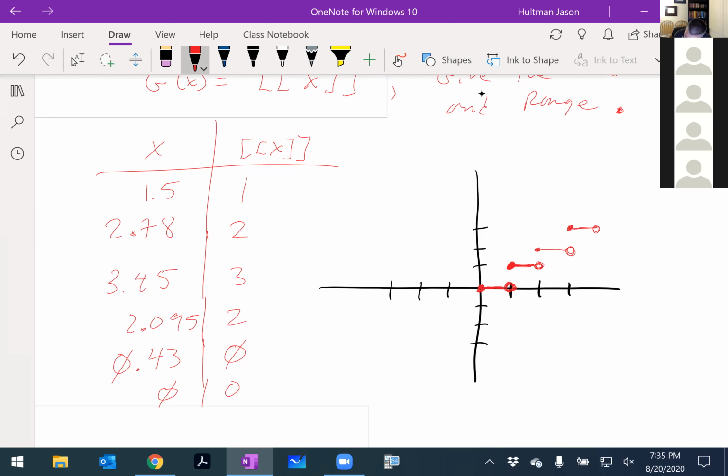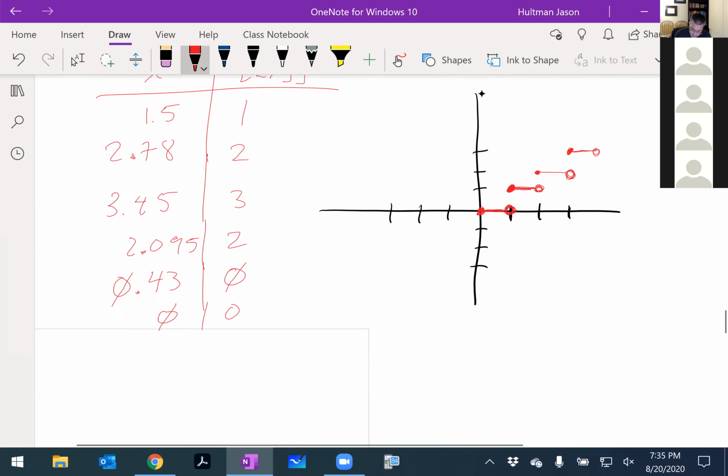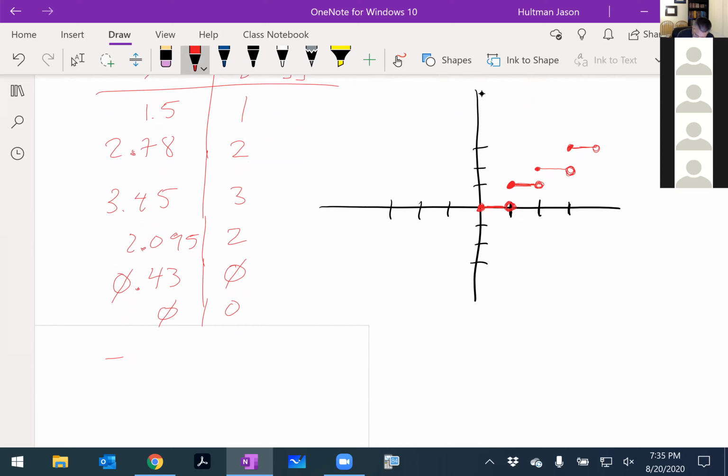Okay, and it just kind of goes up forever. Good? Okay, now let's talk about the negatives, because the negatives are a little more confusing. What if I had negative 1.43? Negative 1.43, what does that mean? What's the greatest integer that I would have achieved from negative 1.43?